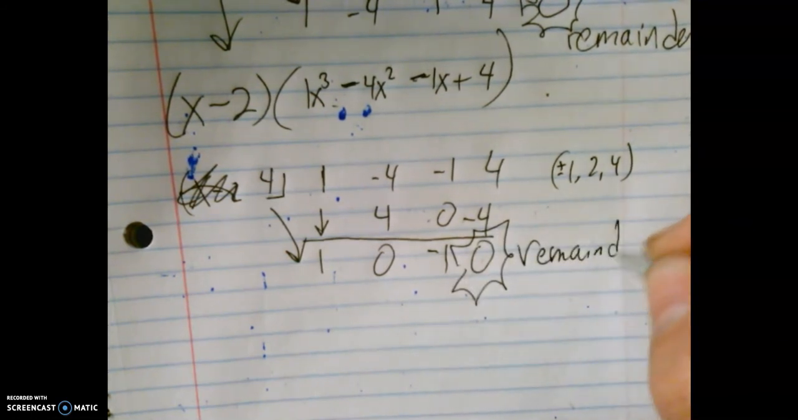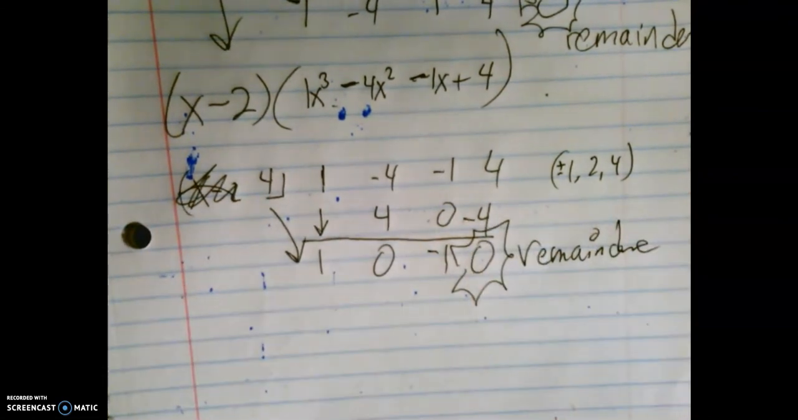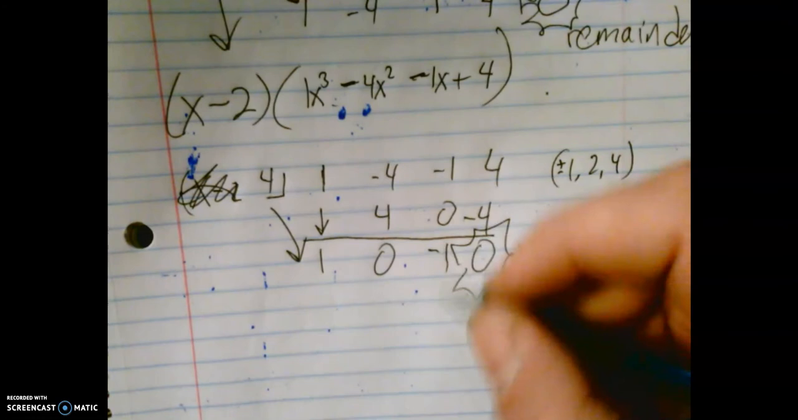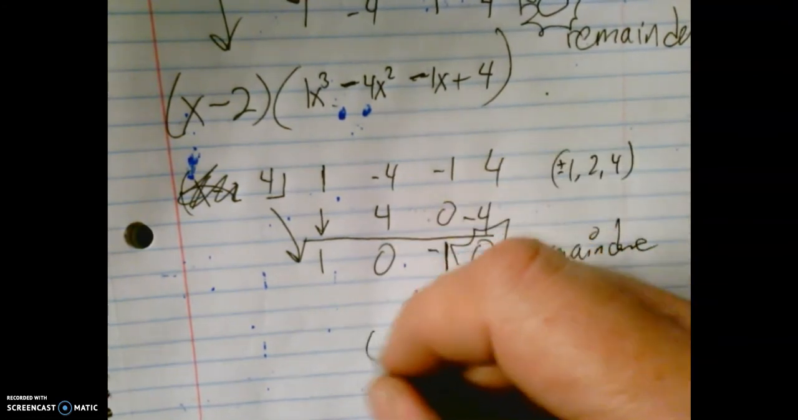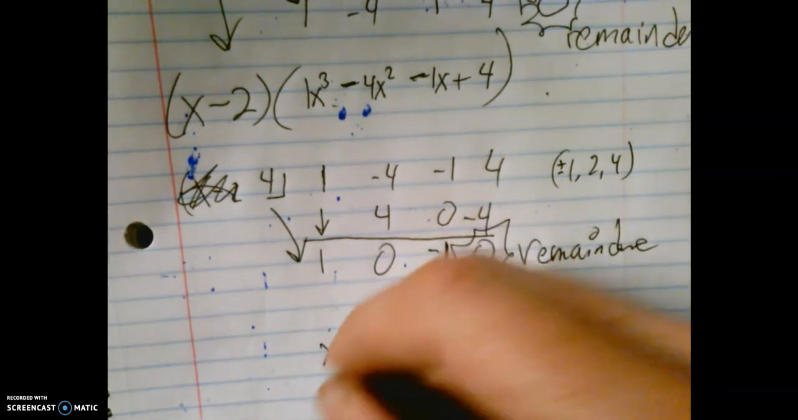We need that to happen every time. We just got lucky here. Or actually, we tried 2 in our head and we know it wouldn't work. 0 remainder, negative 1 right here. So your negative 1 is your constant. 0x, x squared.